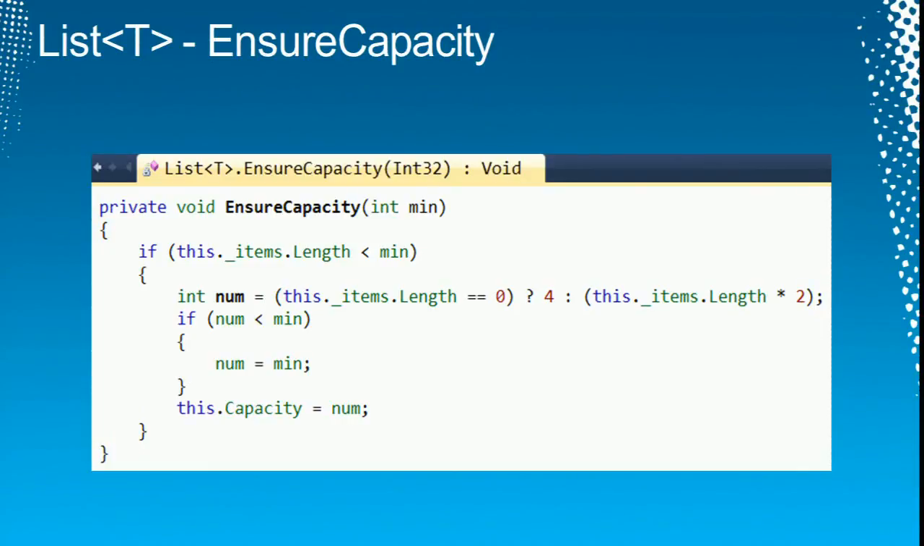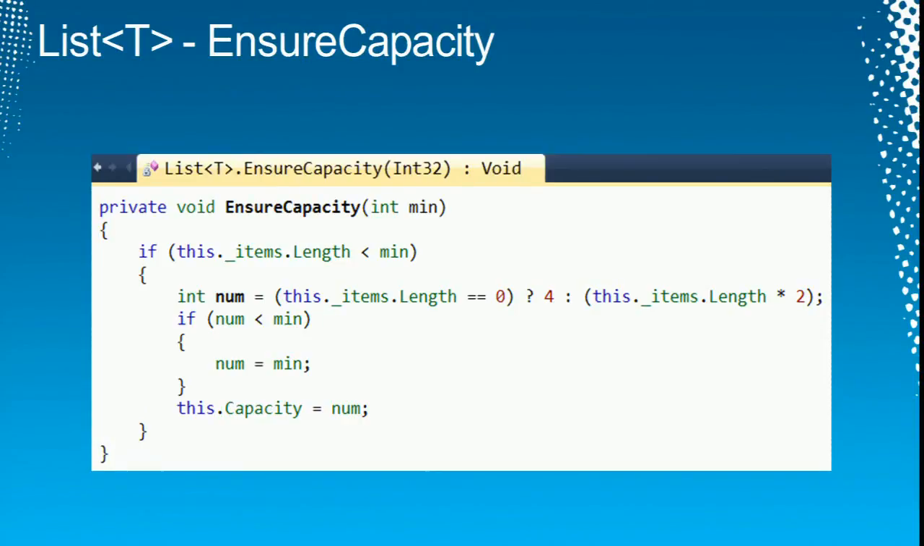I'm sure there's a great reason why it's 4. I don't happen to know what it is. But if it's the first time we're trying to add something, make the size 4. If it's not, then double the size that you already are. So you have an array, it's this big, and we're going to make it twice the size, regardless of what the size was.